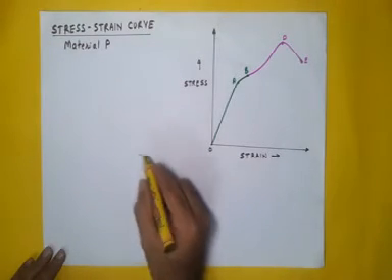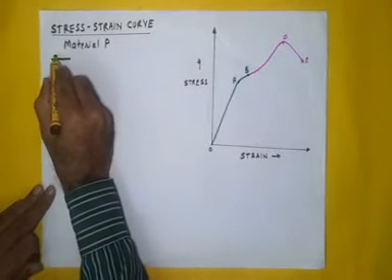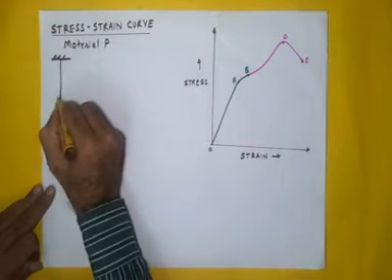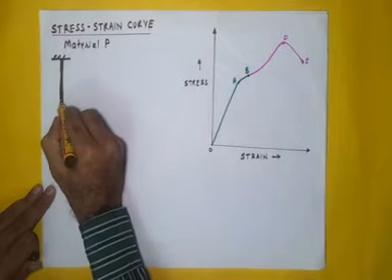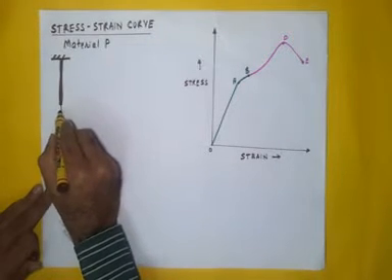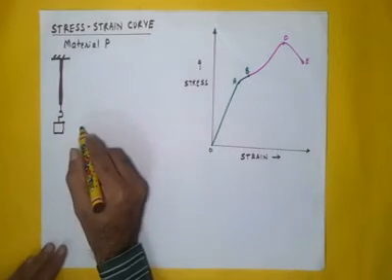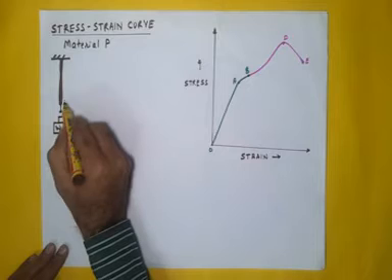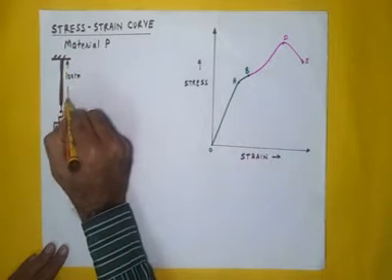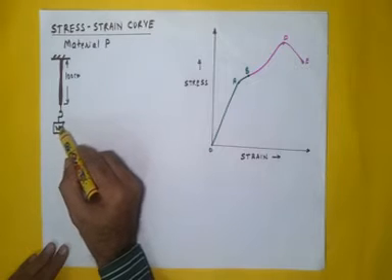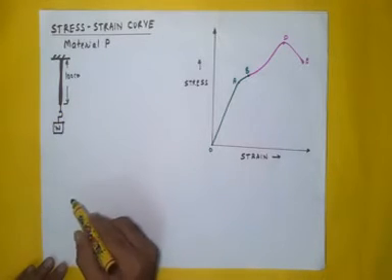So we take a thin wire made up of material P, and then we attach some weight to this. Say, for example, this is the weight W attached to this. Let us say the wire has some particular length, let us say 100 centimeter. So I attach a weight and I measure the elongation. From these values, I'll be able to find out stress and strain.